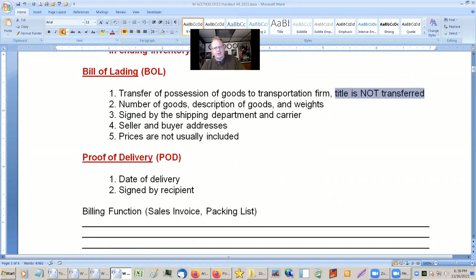So the shipping firm does not own the goods. They'll never own the goods. So the bill of lading is taking something that belongs to either the buyer or the seller at that point and putting it on the truck. The people with the truck don't have title to it. They don't own it. They never will own it. Okay, so it's basically a document that says, we've loaded our stuff onto your truck.